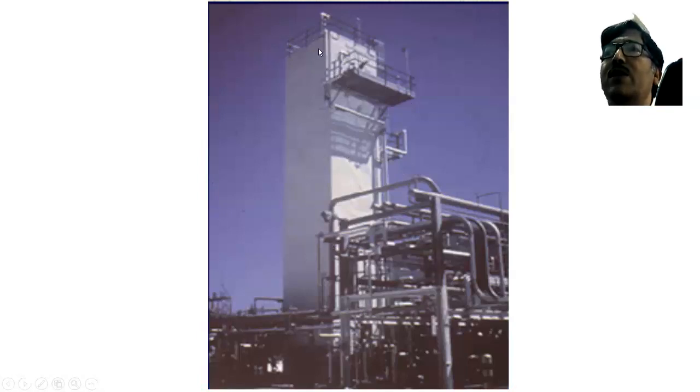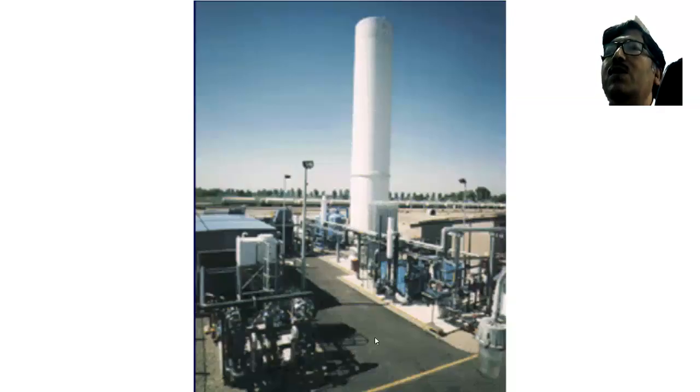This is a rectangular shaped column. This is particularly known as cold box. From this cold box, we get all types of products. Another view of the cryogenic distillation column is this one, the cylindrical one. Here also, we get all sorts of products from this cold box.